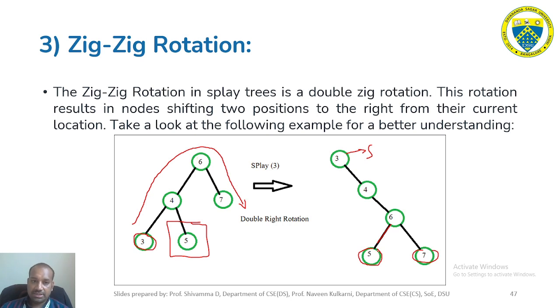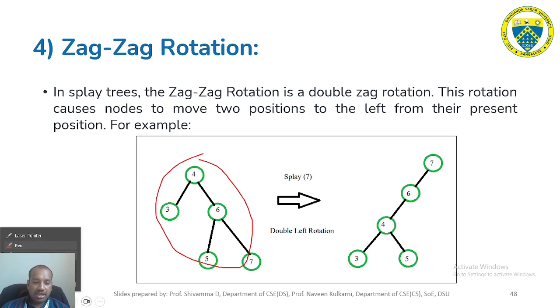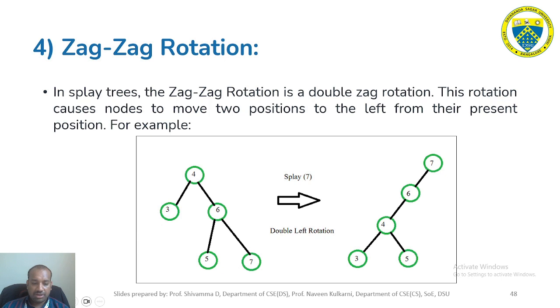Okay, one more is called the zag-zag rotation. We will see this. You see this here. This is once again a balanced binary tree. Now I want to do a splay of 7. You see this, it is once again in the leaf node.